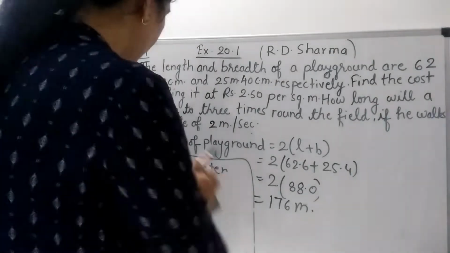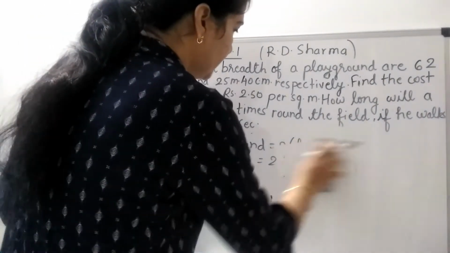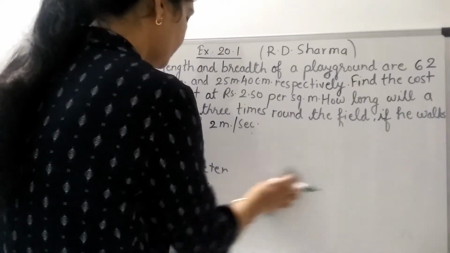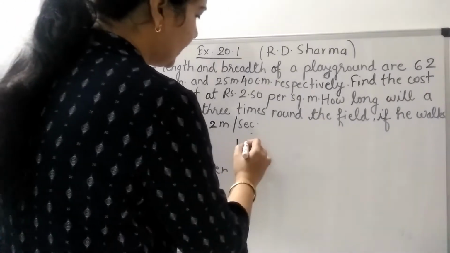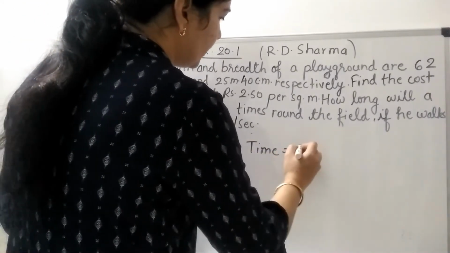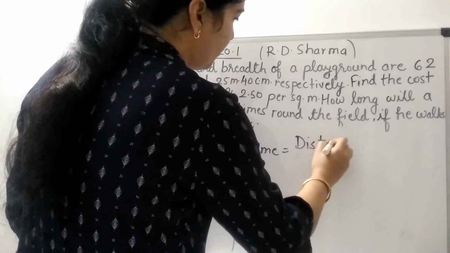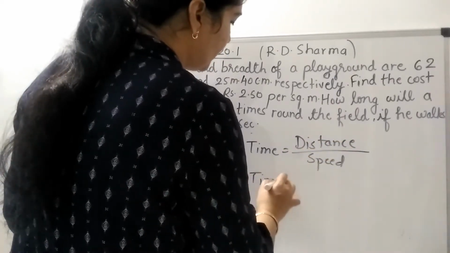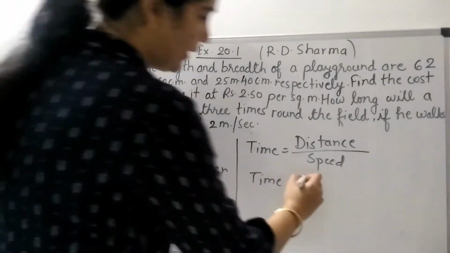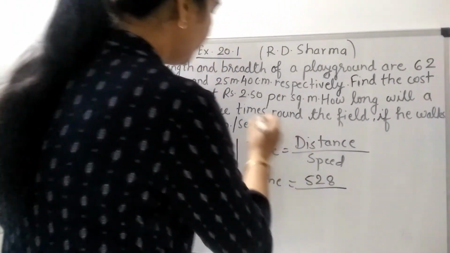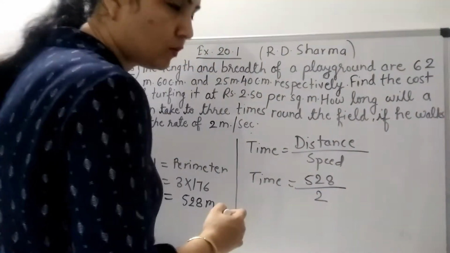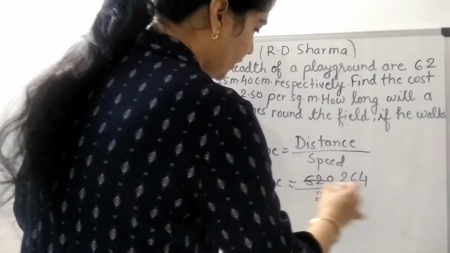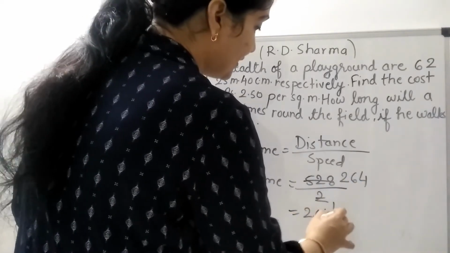Now here we will find out the time. As in the last question we also solved in my prior video, time is equal to distance upon speed. So time will be, distance for 3 rounds is 528 meter and speed is given 2 meter per second. So we will simplify. 2 2s are 4, 2 6s are 12, 2 4s are 8. So it will be 264 seconds.